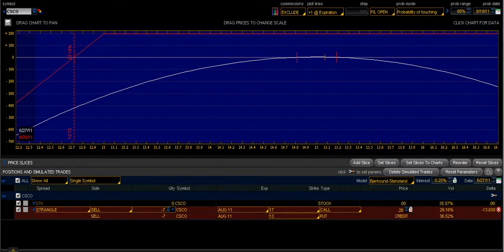Today we're going to go on to a bit of an advanced topic. We're talking about how implied volatility affects option prices and how you can manipulate the crowd by taking contrarian positions to what the crowd is doing.